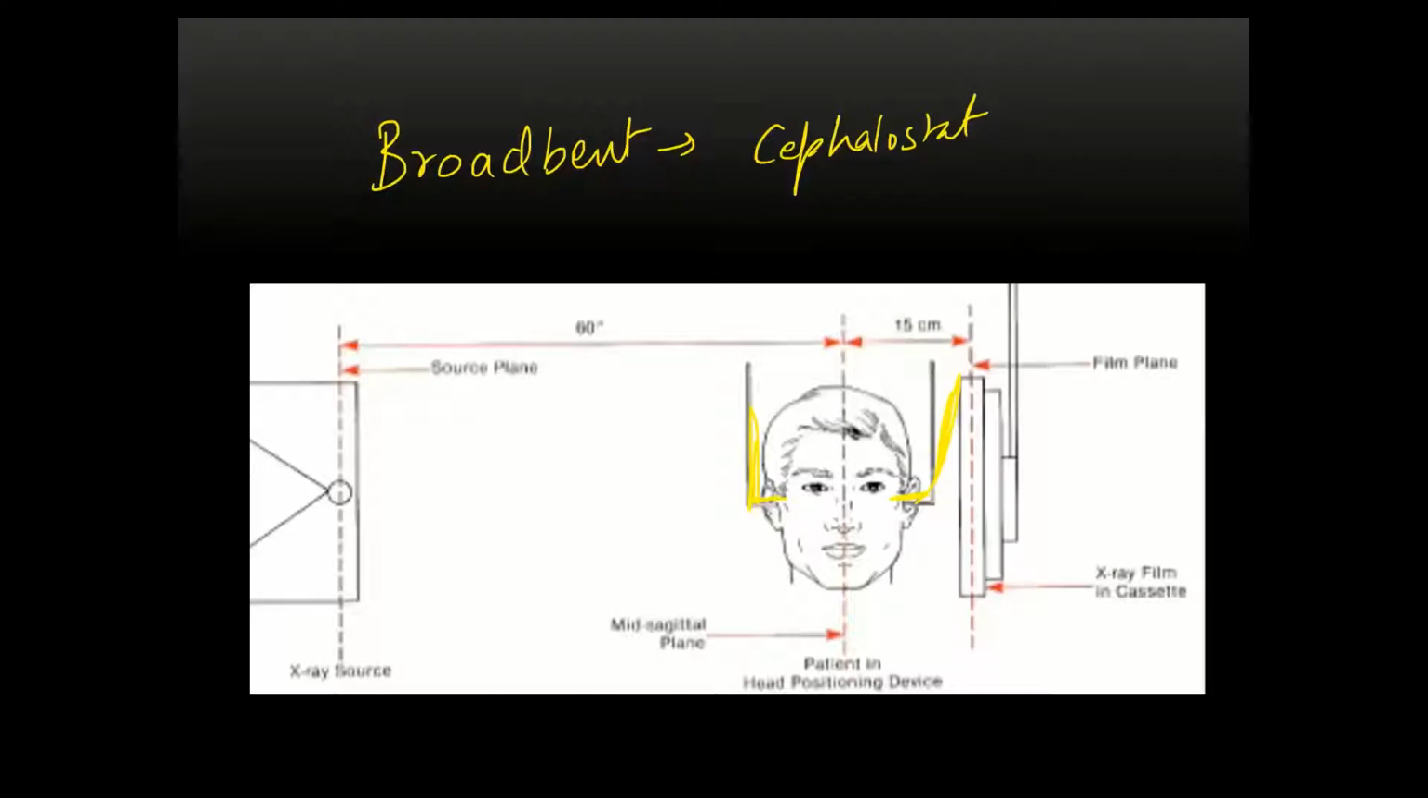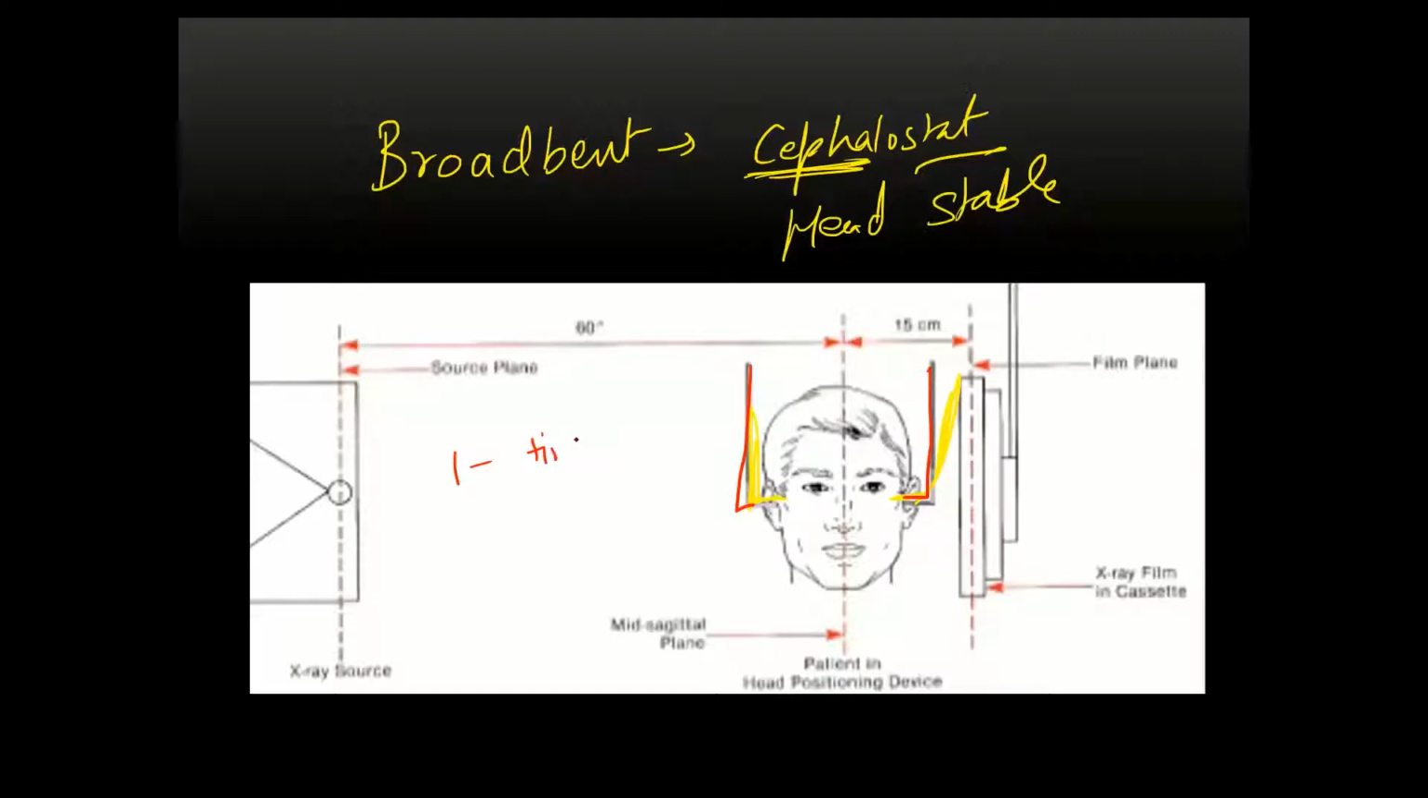Sharing the screen. Yeah. So Broadbent was the guy who discovered the cephalostat. Cephalo means head, stat means stable. So this thing stabilized the head. Now, stabilizing the head is very important to see what happens from one time to another time.